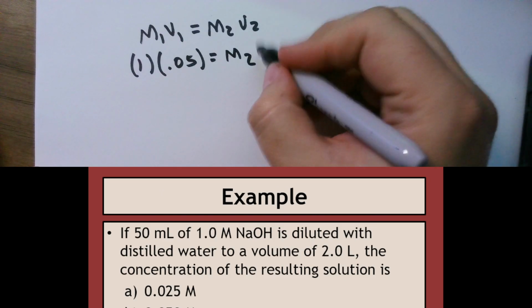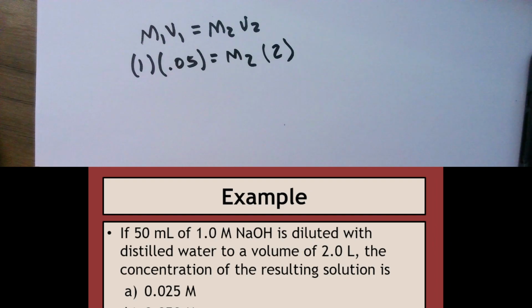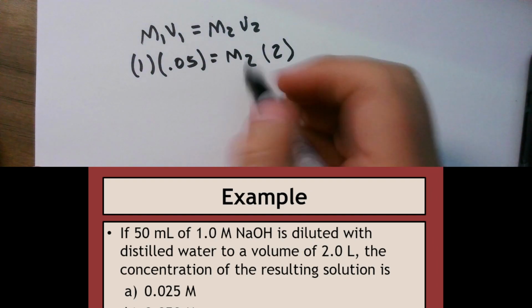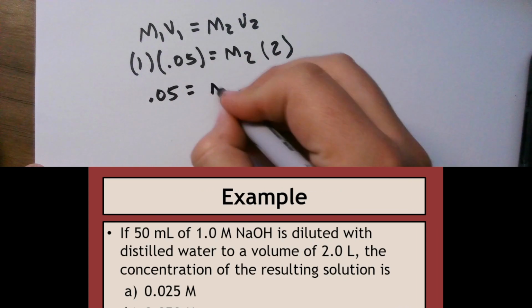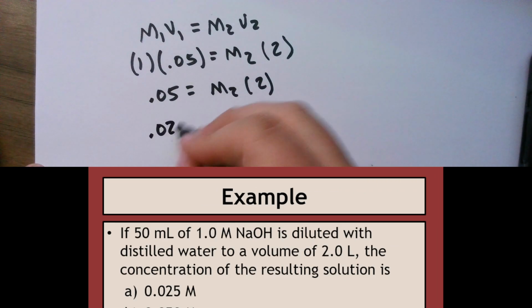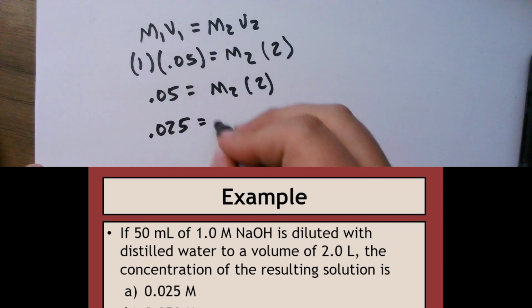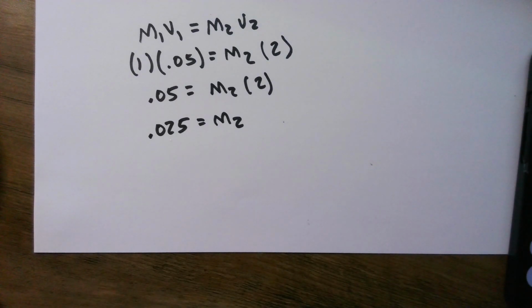So that's what I must be solving for. My new total volume is 2 liters. So go to 2. Now I'm just going to solve for M2. So I have 0.05 on the left equals M2 times 2. Divide by 2 to get this by itself. 0.05 divided by 2 is 0.025, my new molarity. And that was one of the answer choices. I don't think I gave you answer choices, but 0.025 is the correct answer regardless.